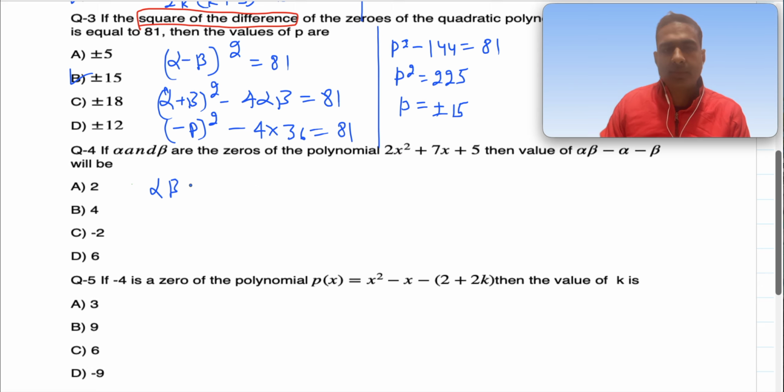So if I take minus common in this, so alpha beta minus alpha plus beta. Because the negative sign is taken out, so both will be positive. Now the product of the roots from any equation is the constant term divided by the coefficient of x square. So that will be 5 by 2 minus alpha plus beta, that is the sum of the roots. So the sum of the roots here is minus b by a, so it will be minus 7 by 2.